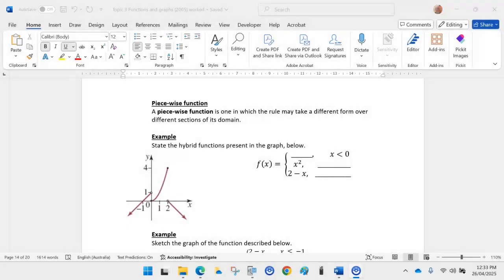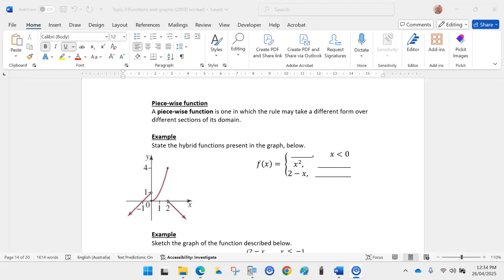Girls, let's talk about piecewise functions from page 10 of our notes. What's a piecewise function? A piecewise function is one in which the rule may take a different form over different sections of its domain. So over a domain, which remember is over your x-axis, it may be made up of various different functions.